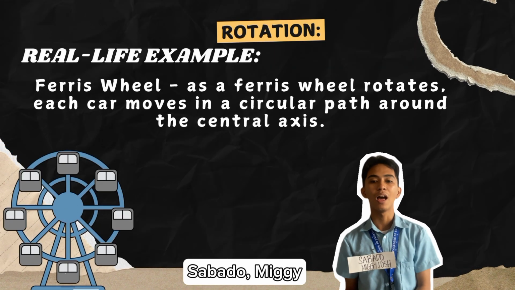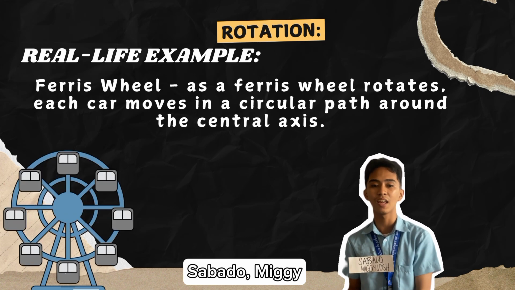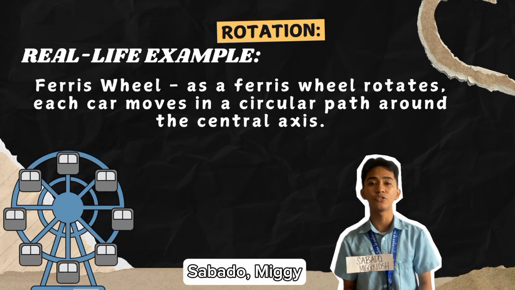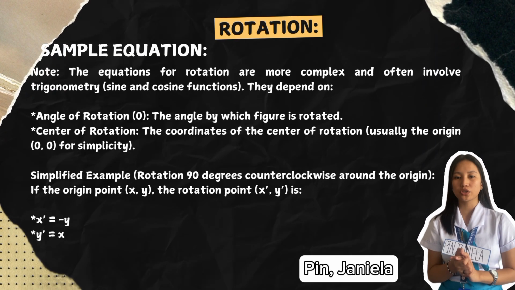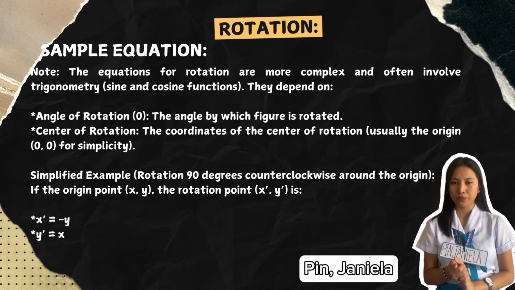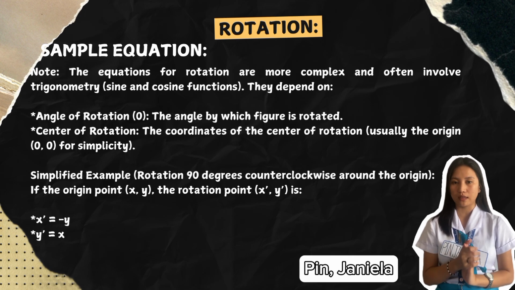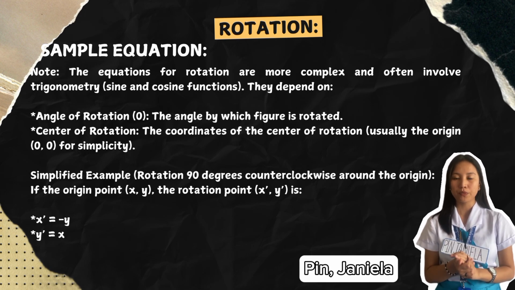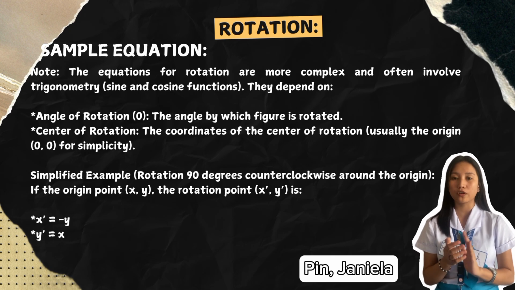We have a Ferris wheel. As a Ferris wheel rotates, each car moves in a circular path around the central axis. This is a real world example of rotation. Equations example. The equations for rotation are more complex and often involve trigonometry, sine and cosine functions. They depend on, first, the angle of rotation, the angle by which the figure is rotated. Second is the center of rotation, the coordinates of the center of rotation, usually the origin (0, 0) for simplicity.